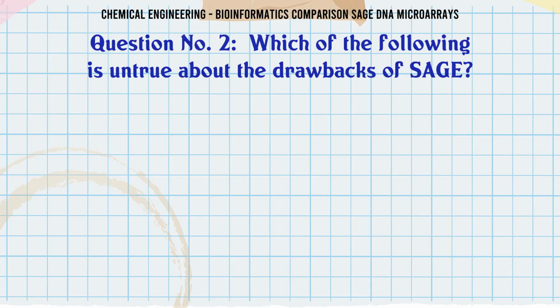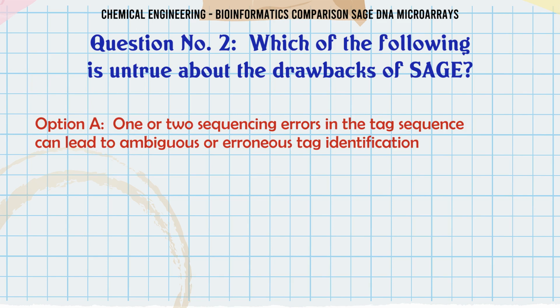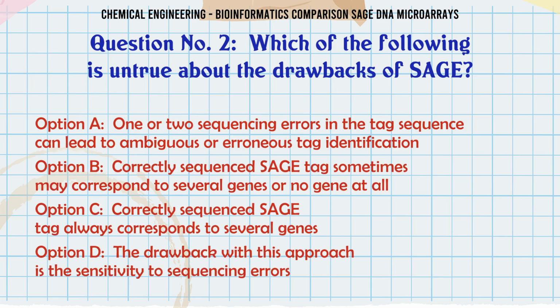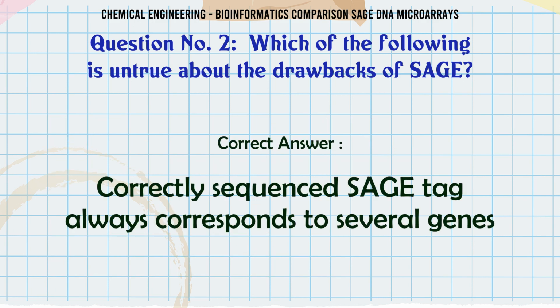Which of the following is untrue about the drawbacks of SAGE? A. 1 or 2 sequencing errors in the tag sequence can lead to ambiguous or erroneous tag identification. B. Correctly sequenced SAGE tags sometimes may correspond to several genes or no gene at all. C. Correctly sequenced SAGE tag always corresponds to several genes. D. The drawback with this approach is the sensitivity to sequencing errors. The correct answer is, correctly sequenced SAGE tag always corresponds to several genes.